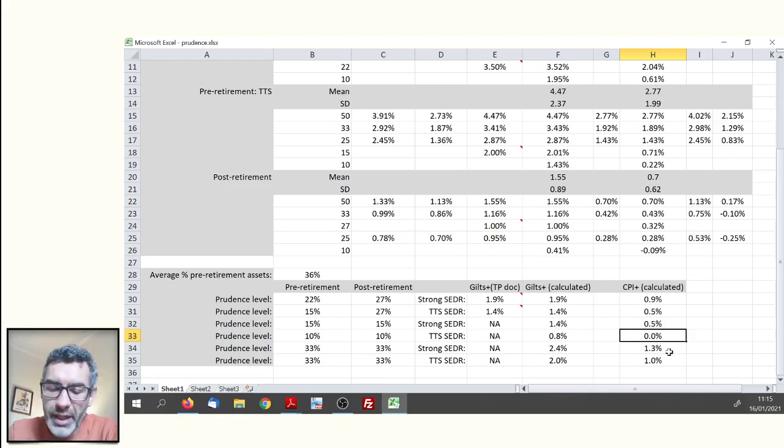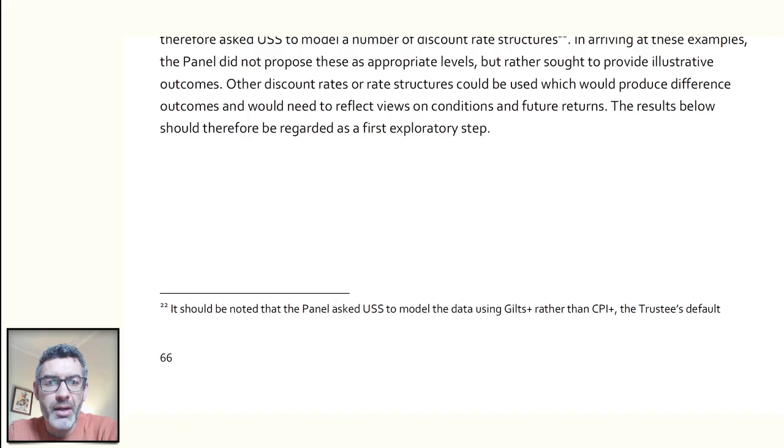In other words, and one other thing that's relevant, let me just show you something from the Joint Expert Panel's report, page 66 of the report. There's a footnote which discusses whether USS work on a gilts plus or a CPI plus basis. The panel asked for some numbers from USS, and the footnote here says they asked for them to be on a gilts plus basis rather than a CPI plus basis, which they claim is the trustee's default. In other words, according to JEP, they believed that the trustee worked on a CPI plus basis rather than a gilts plus basis. And this isn't surprising, because USS often make claims like this.